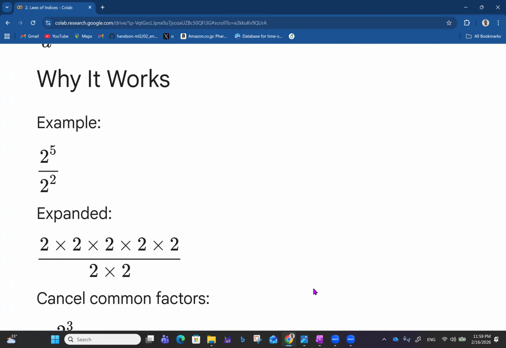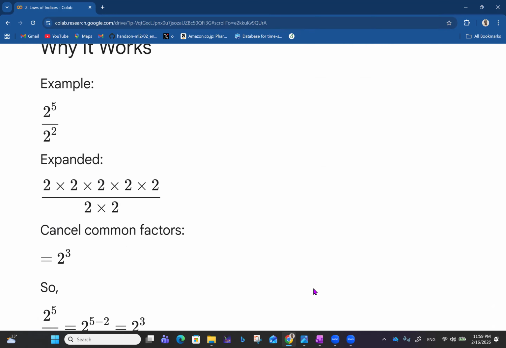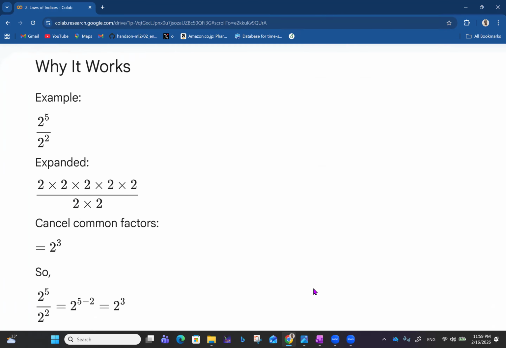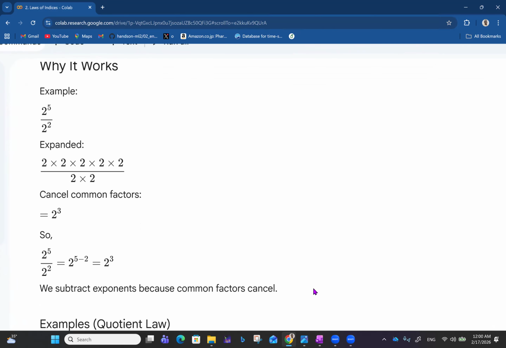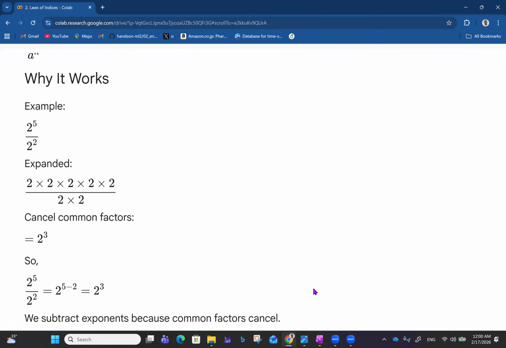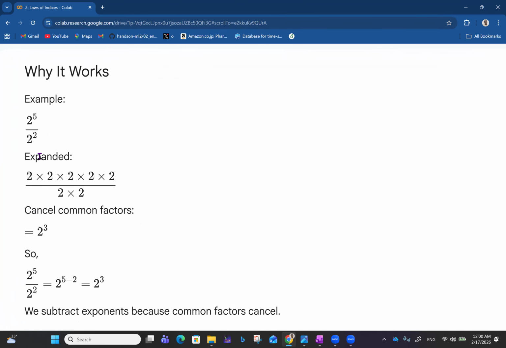It works because if you have 2 raised power 5 divided by 2 raised power 2, and you expand it, that means 2 times 2 times 2 times 2 times 2, all over 2 times 2. These two cancel, so if you cancel common factors, you have 2 raised power 3.